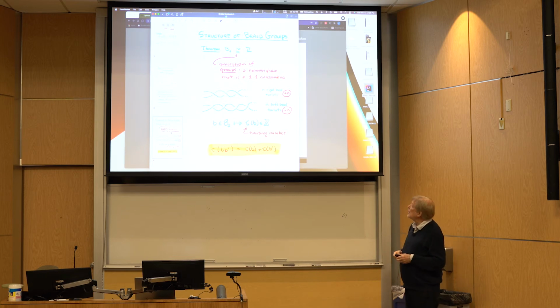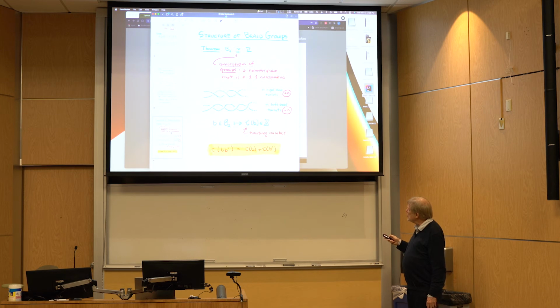Now, a braid on 2 strands looks either like this or like this. It's either twisting a certain number of times clockwise or counterclockwise. So we can associate to every braid on 2 strands a so-called twisting number. If we do n right-hand twists, we will associate the positive integer n. If we do n left-hand twists, we'll associate to it the integer minus n. And so there's a map that sends a braid to a number, namely the twisting number of the braid.